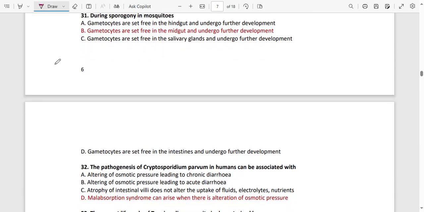During sporogony in mosquitoes, gametocytes are set free in the hindgut. Sporogony in mosquitoes. Let's describe, can anyone help with a small description of the life cycle, like what's happening in the mosquito life cycle.